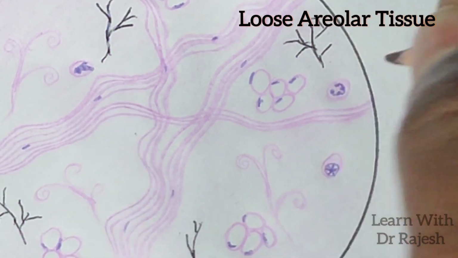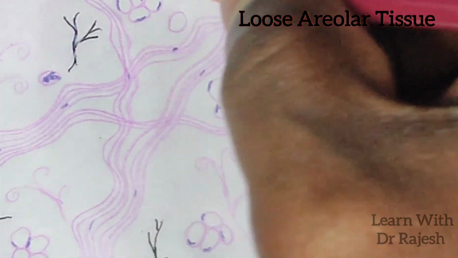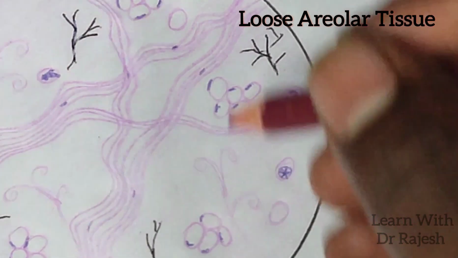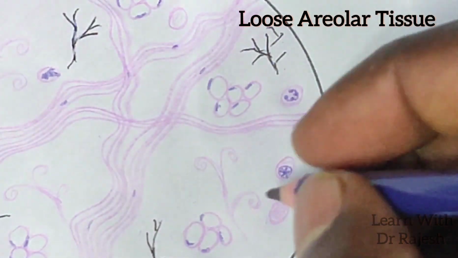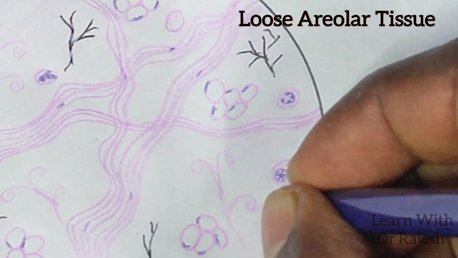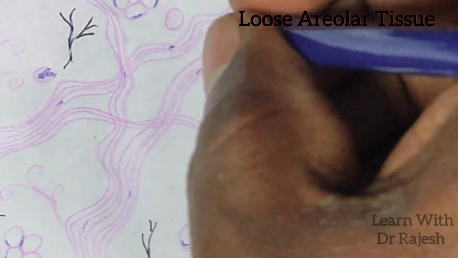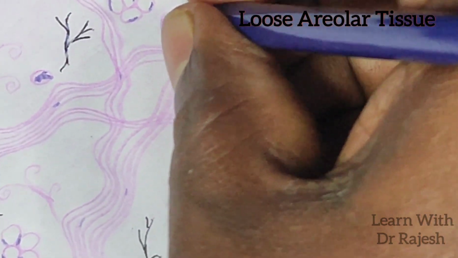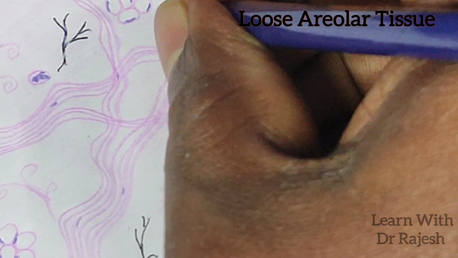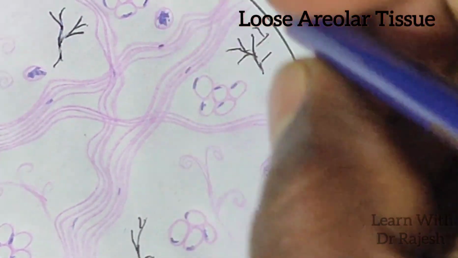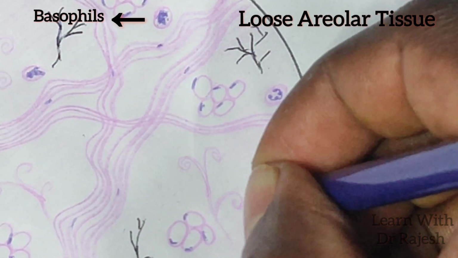The next type of cells we are going to draw is the basophils. These are rounded cells with many basophilic granules. First we will shade the cytoplasm, then we can mark many basophilic granules. And the nucleus is bilobed or somewhat kidney shaped. So after drawing the granules, we can draw the nucleus, which is a somewhat kidney shaped large nucleus. So this is how we have to draw the nucleus for basophils.